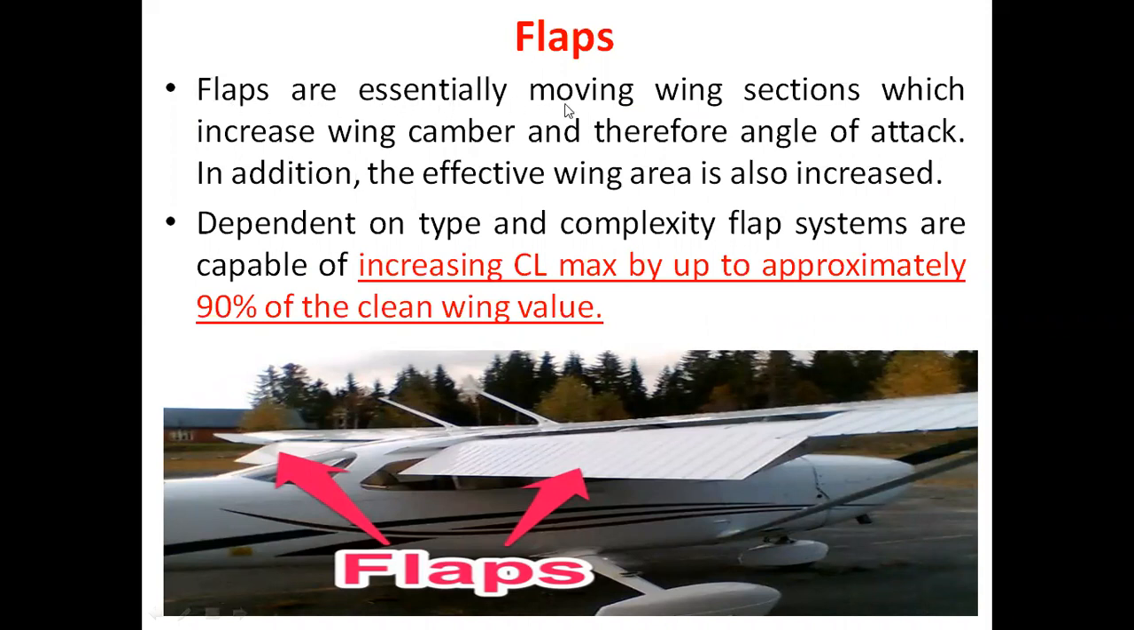Flaps are essentially moving wing sections which increase wing camber and therefore angle of attack. In addition to that, the flap will increase the wing effective area. So this is the definition of a flap. Flaps are essentially the moving wing section. These are movable devices which increase the wing camber.